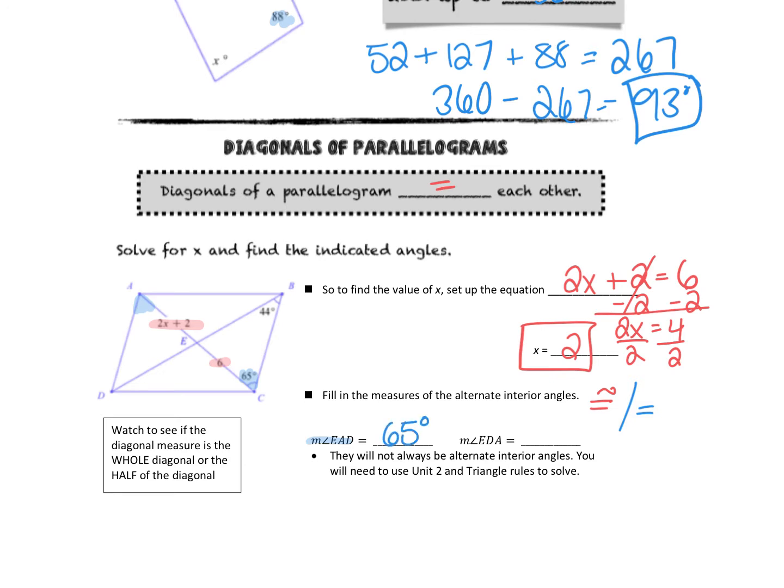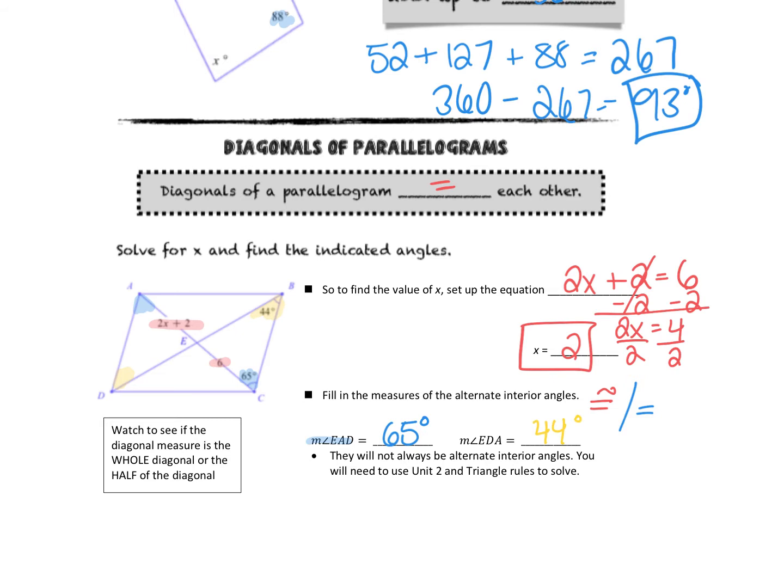And then when we want to find angle EDA, which is this angle right here, then we look across from it and we also see that right across from it, on the opposite side, an alternate interior angle is 44 degrees. So that means that angle EDA must also be 44 degrees, okay?